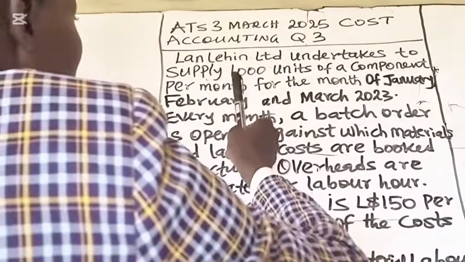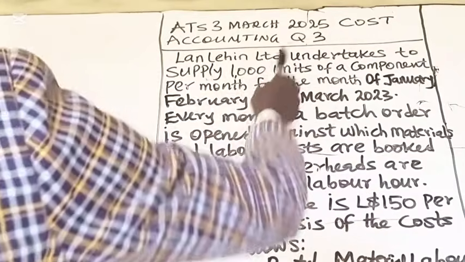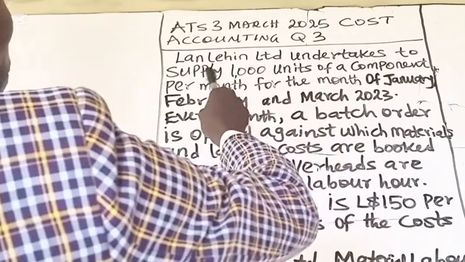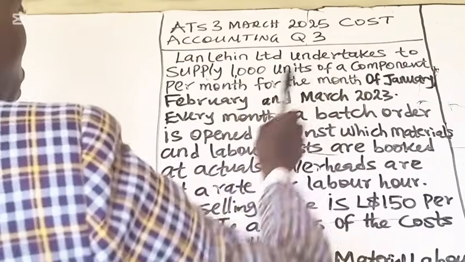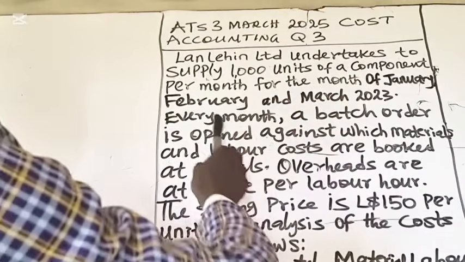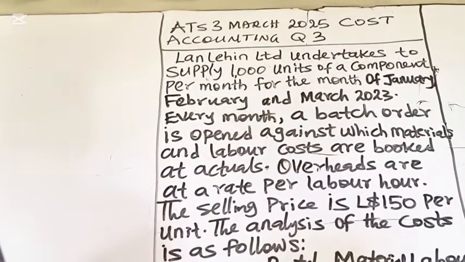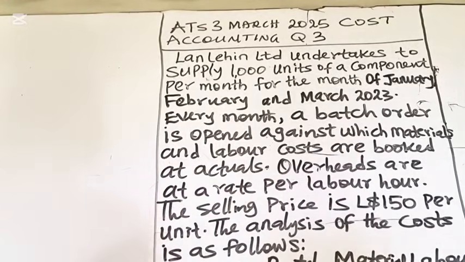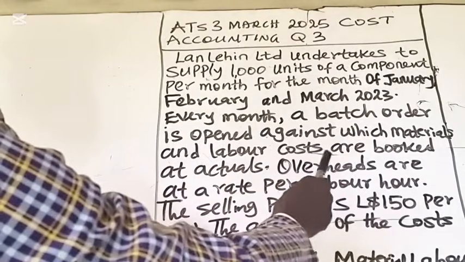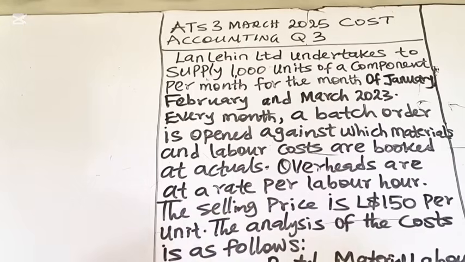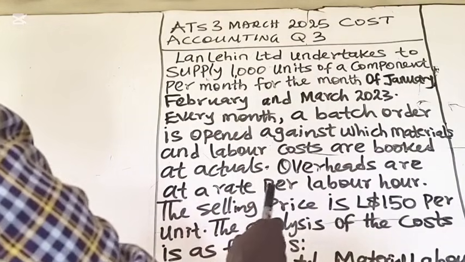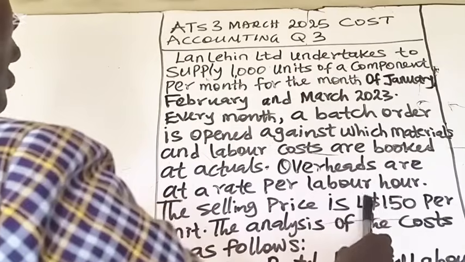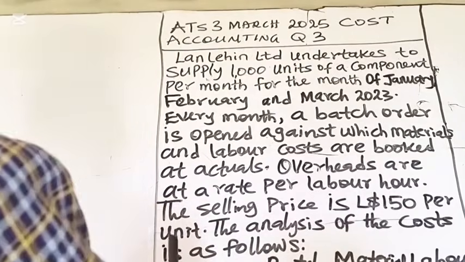ATS 3, March 2025, cost accounting question number 3. Lanlehin Limited undertakes to supply 1,000 units of a component per month for the months of January, February, and March 2023. Every month, a batch order is opened against which materials and labor costs are booked at actuals. Overheads are at a rate per labor hour. The selling price is 150 Liberian dollar per unit.